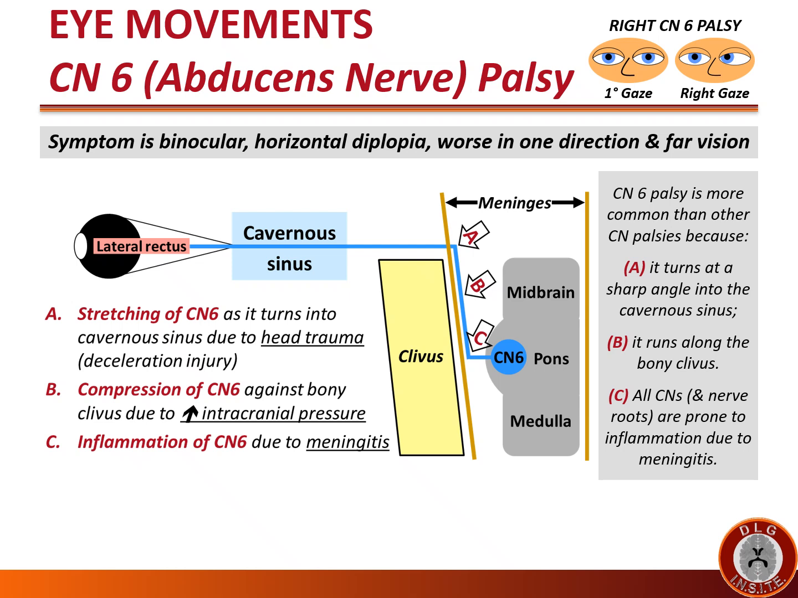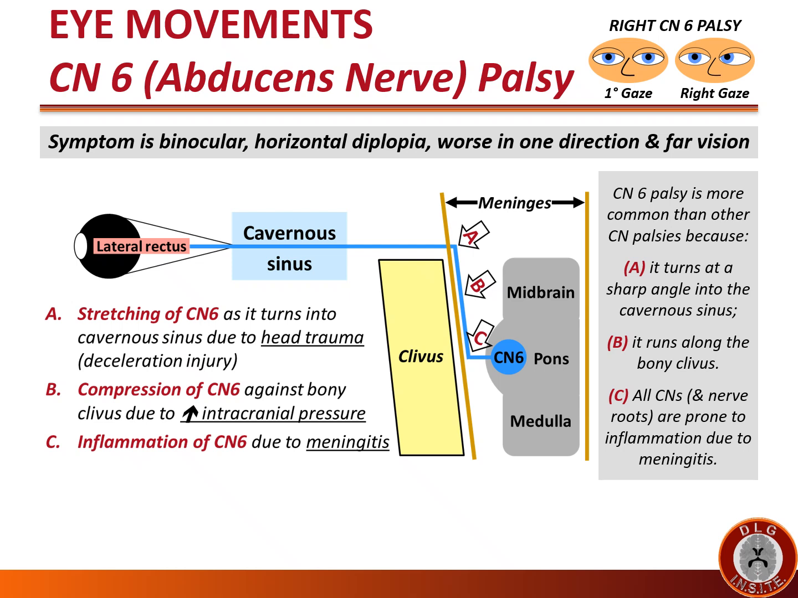Because it turns at a sharp angle into the cavernous sinus, head trauma, in which you have acceleration, deceleration, can stretch the cranial nerve 6 at that point and cause dysfunction. Because it runs along the bony clivus, no other cranial nerve runs along bone for so long, increased intracranial pressure will squash, compress cranial nerve 6 against the bony clivus and cause dysfunction.